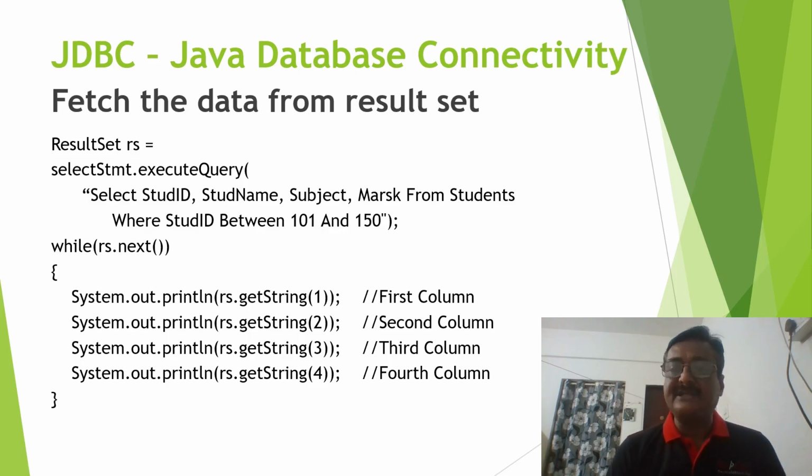So at the first attempt, when you execute the select query, the record pointer will be at the beginning of the file. Fine. And once you say rs.next, from the beginning of the file it will come to the first record. Using rs, you can now retrieve one by one all the fields of that first record. So rs.getString(1) refers to the first column of the record, rs.getString(2) refers to the second column. Likewise, you can access one record field by field, like student ID, student name, subject and marks.